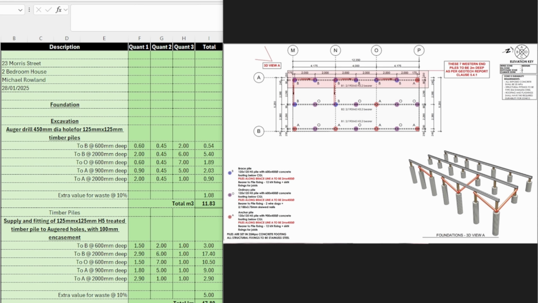So when we start a new project, we need to put a heading in. We need to give an understanding of what the project is. So in this case, it's a 2-bedroom house, and also the address, as well as the information on who is doing the works and the date. The address is 23 Morris Street. It's a 2-bedroom house. It's completed by Michael Rowland, and the date is the 28th of the 1st, 2025.